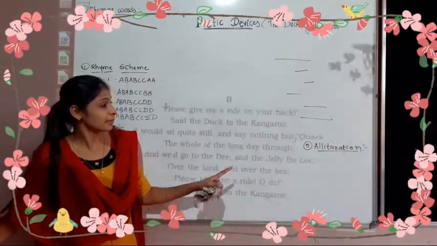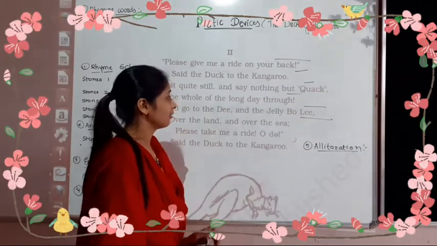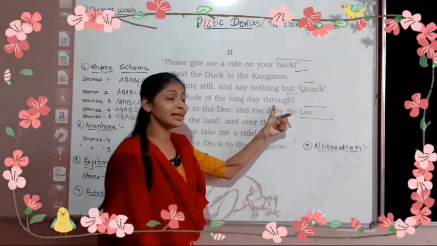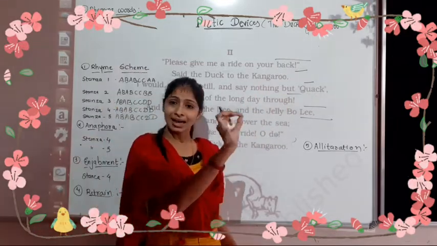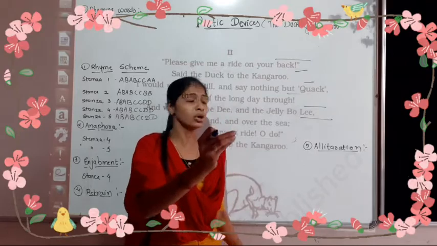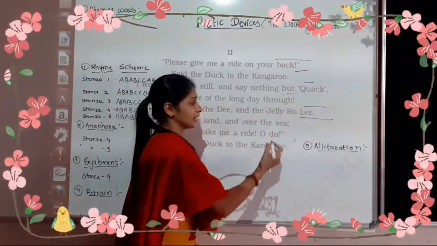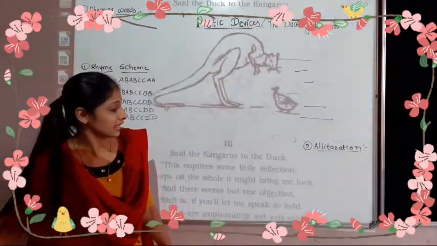In stanza number 2, we'll see back and quack. That is, we can say, rhyming words. Next it is kangaroo and true. You cannot write kangaroo again and again, but in one line you can write kangaroo, you, two, and true, they are rhyming words. Lee, see, are rhyming words. Do and kangaroo again are also rhyming words here.